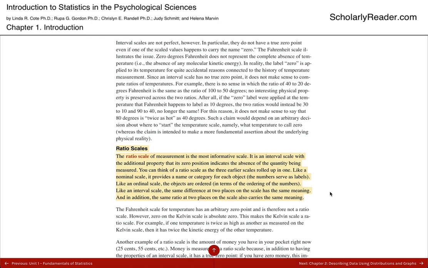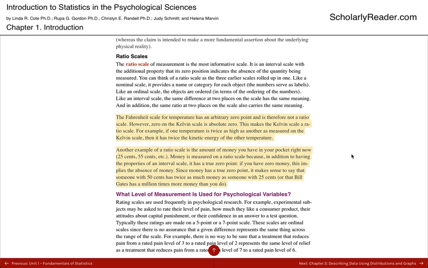Like a nominal scale, it provides a name or category for each object. The numbers serve as labels. Like an ordinal scale, the objects are ordered in terms of the ordering of the numbers. Like an interval scale, the same difference at two places on the scale has the same meaning. And in addition, the same ratio at two places on the scale also carries the same meaning.